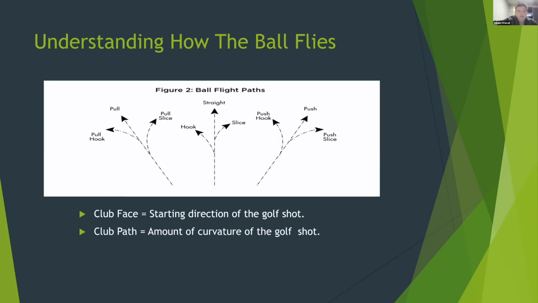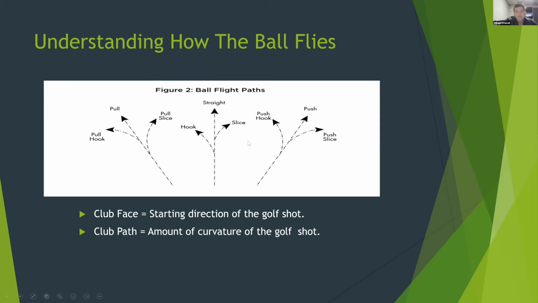Okay, moving on. When we're looking at this particular figure here, this is basically the 9 different ball flights that we can hit with a golf club. The easiest one to relate to would be that straight right down the middle. In that scenario, the club face is going to be where that ball starts. That would be the line down here at the bottom, where with the other ones over here, the club face would be maybe a little bit more open or a little bit more closed. And then the club path is going to create the curvature.